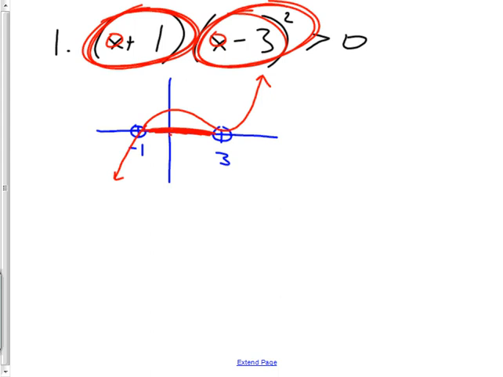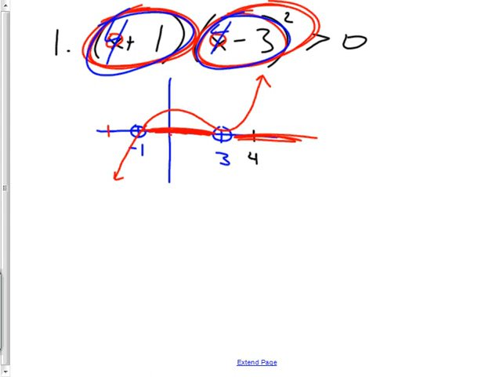Otherwise, if you want to, go ahead, take a 4, plug it in, see what happens. So say I put a 4 in right here. I'm going to get a positive and a positive, and the positive is being squared even, so it's really, really positive. Is positive greater than 0? Yes. So see, it does work out here.